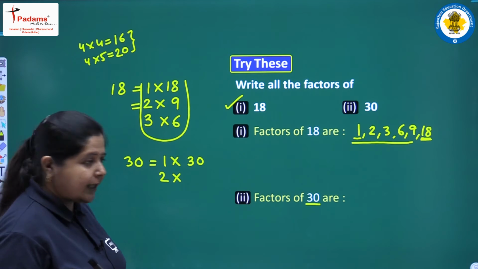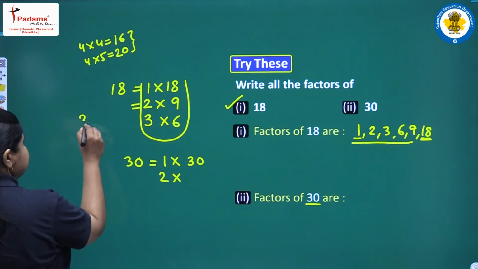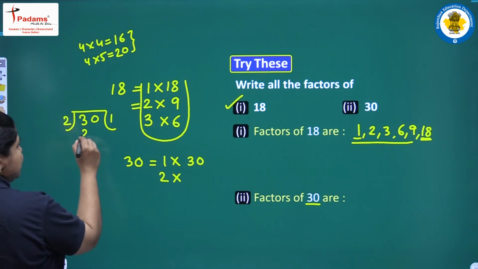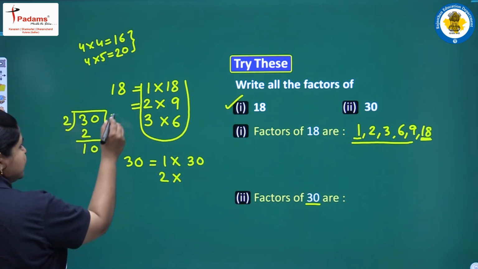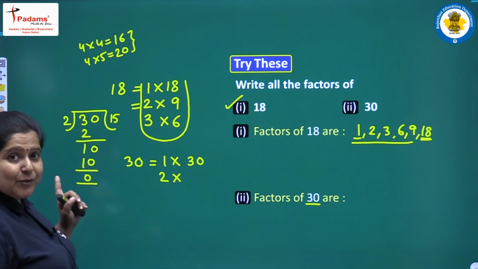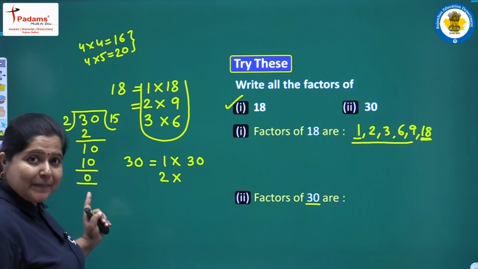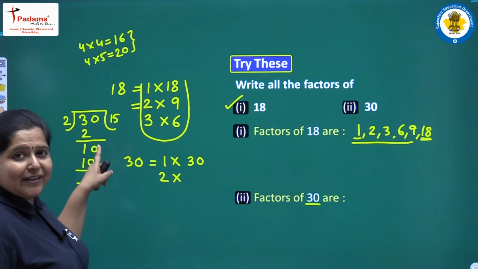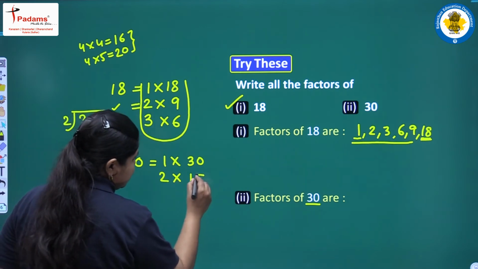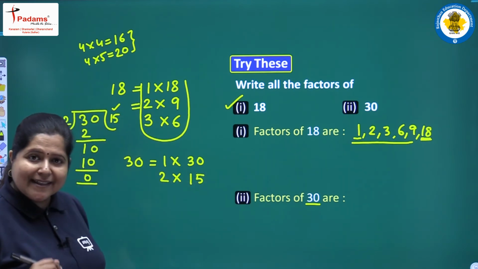If you are unable to think, you can also divide this 30 by 2 and get the number. 2 1s are 2, 1 0, 2 5s are 10. Yes, the remainder is coming out to be 0. The division is complete. So 2 is a factor of 30 and we will multiply this 2 by 15. So 2 15s is 30.